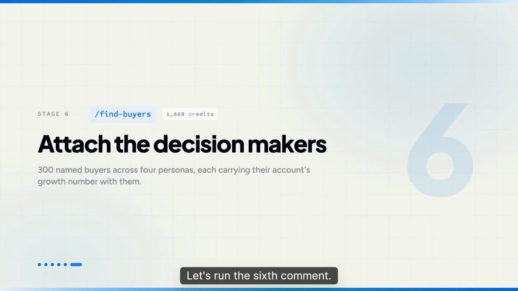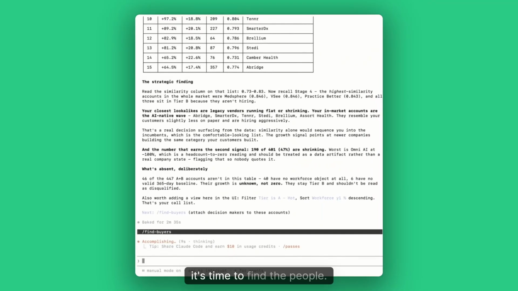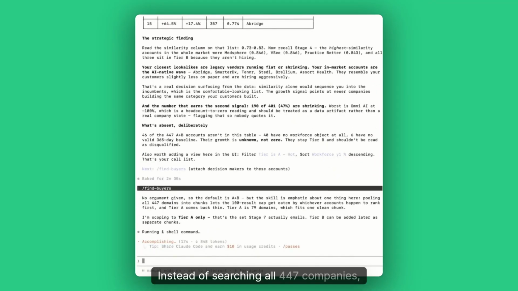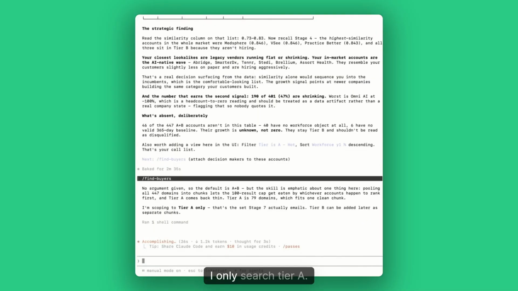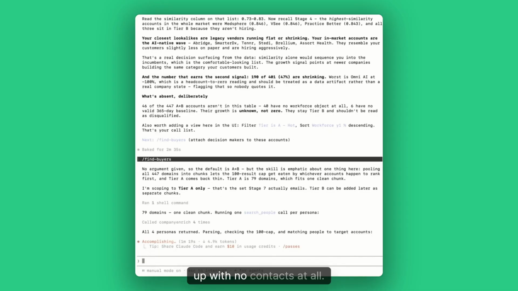Let's run the sixth command, finding the decision makers. Now that we know which companies matter, it's time to find the people. Instead of searching all 447 companies, I only search tier A. That's 79 domains, which keeps everything inside a single request. If you search too broadly, the result limit gets filled by whichever companies happen to rank first, and some of your best accounts end up with no contacts at all.